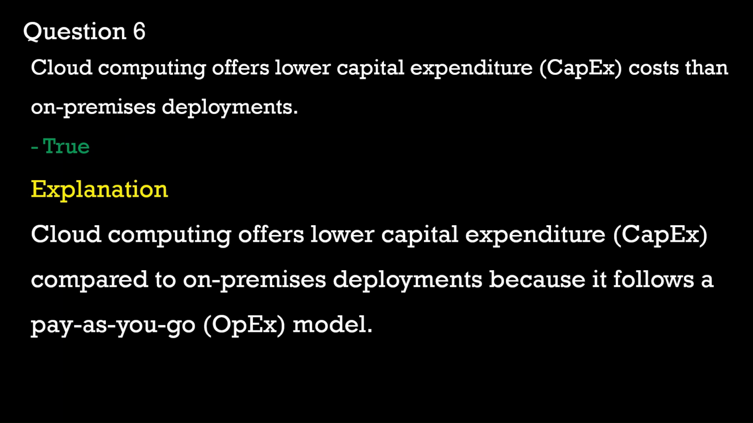We'll be going with true here because cloud computing actually offers lower capex compared to on-premises deployment because it uses a pay-as-you-go model. This means that you don't need to purchase and maintain expensive hardware upfront. Instead, you only pay for the resources as you use them. So this shifts the cost to operational expenditure. And this basically allows businesses to scale more flexibly and avoid large upfront infrastructure investments.